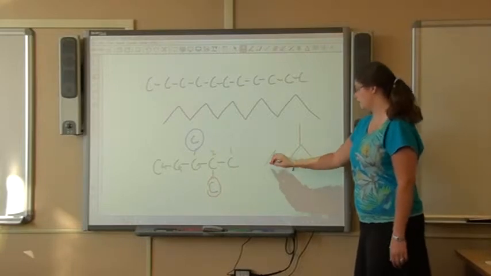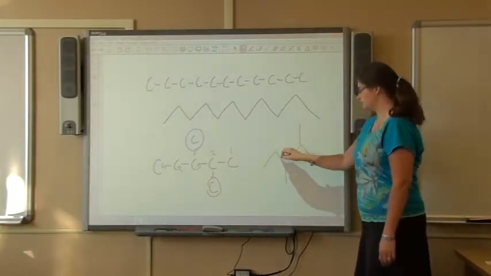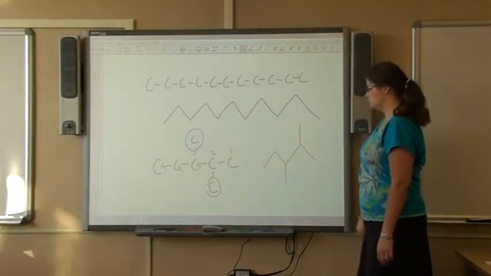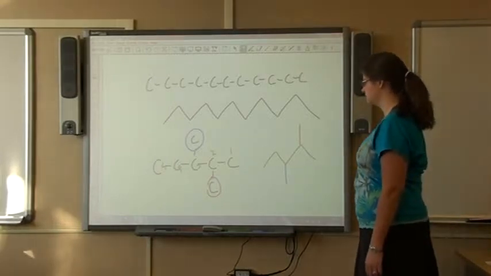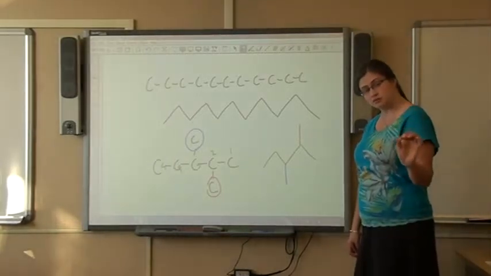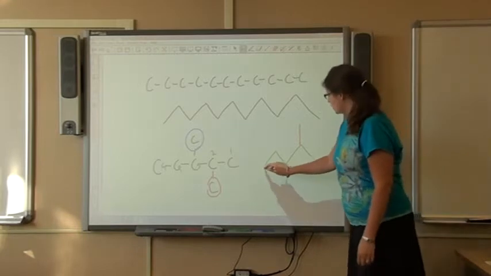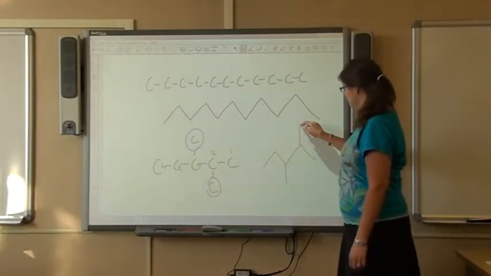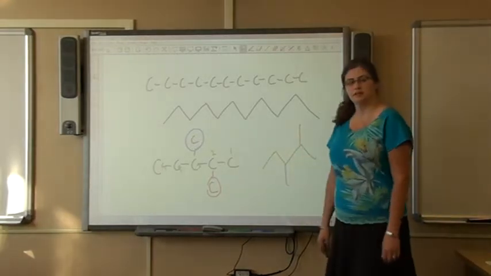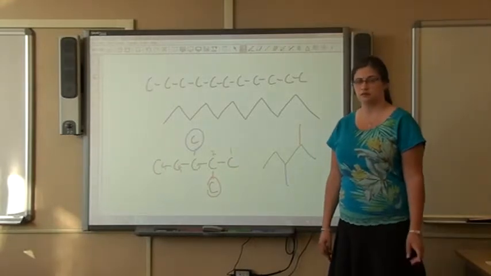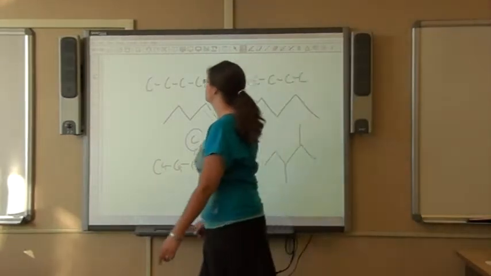You have a 5 chain, or a chain of 5 carbons with 2 1-carbon branches. Now if you count up all the points, you should get 7. 1, 2, 3, 4, 5, 6, 7. That's how many carbons you have. Let's do a couple more examples.